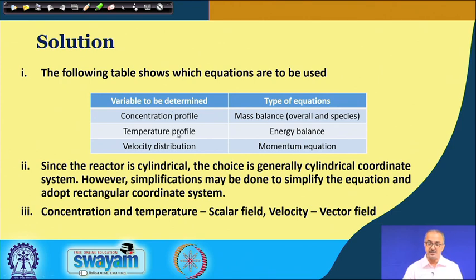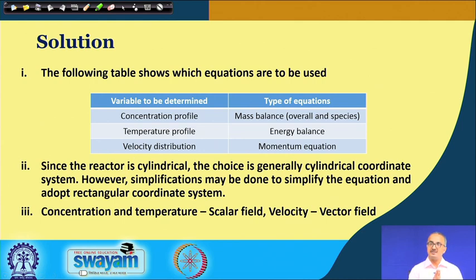Next is the temperature profile, and for that, temperature comes only from the energy exchange. So, we need to write the energy balance equation. And thirdly, we have the velocity distribution. For that we can have it from the momentum balance equation. So, we find that the momentum balance, energy balance and mass balance all have to be written to find out all these profiles.